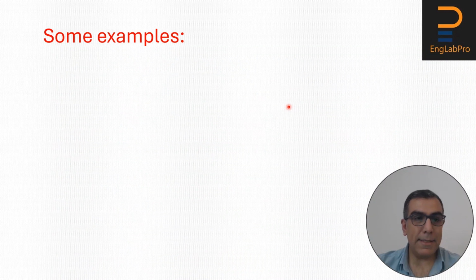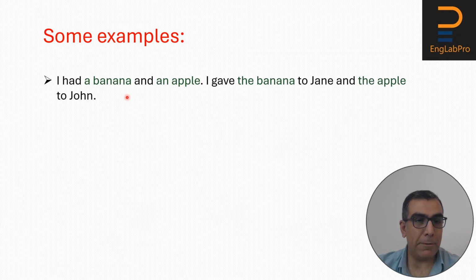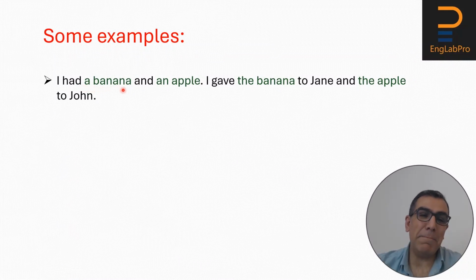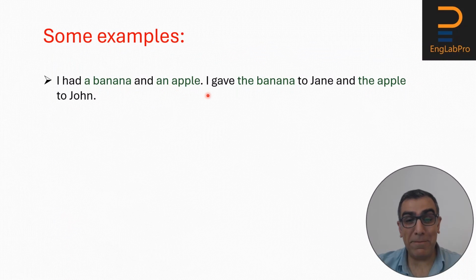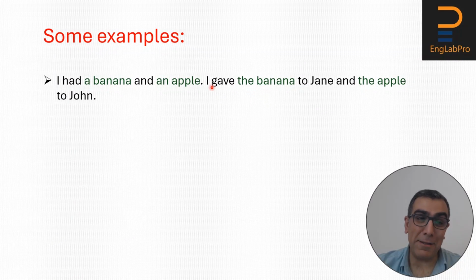Now let's take a look at some examples. For example, I had a banana and an apple. I gave the banana to Jane and the apple to John. At first, I say I had a banana and an apple. The listener doesn't know which banana or apple I'm talking about. But when I refer to them again, I say I gave the banana. Which banana? The banana I had. To Jane, and the apple to John. Which apple? The apple that I had.